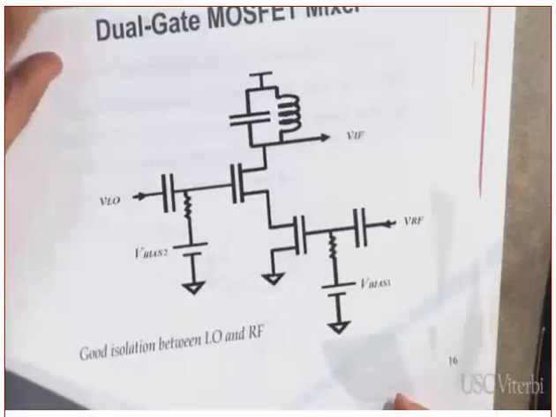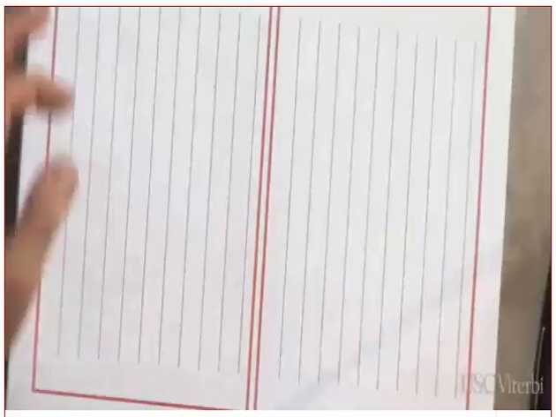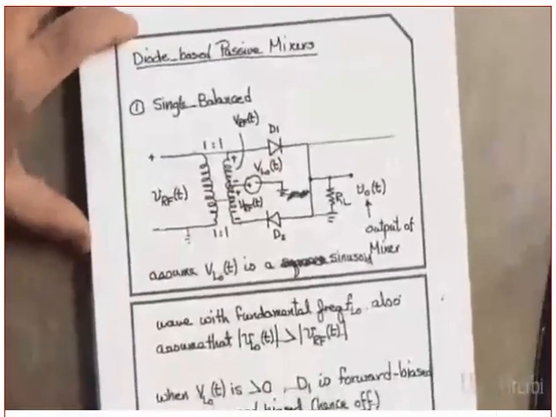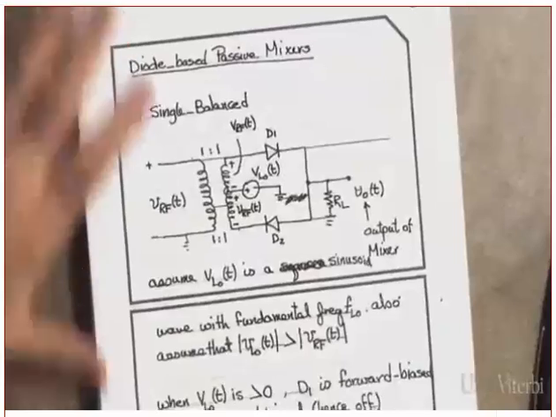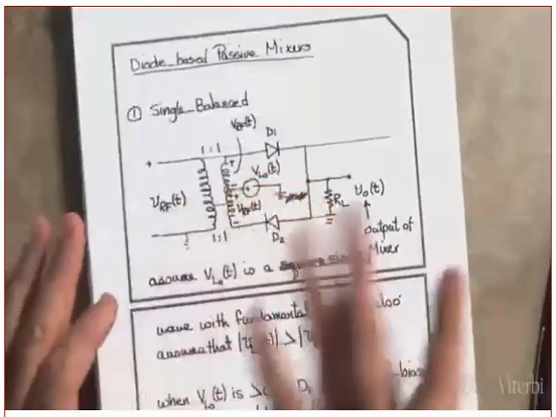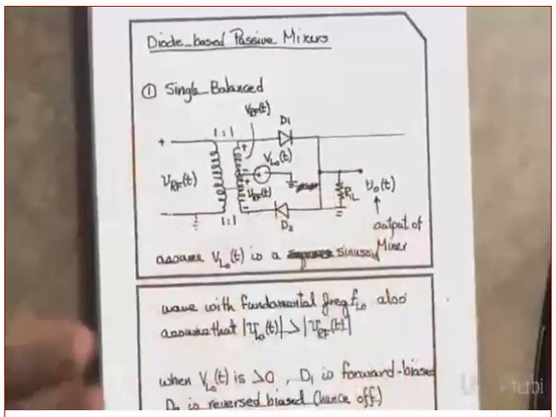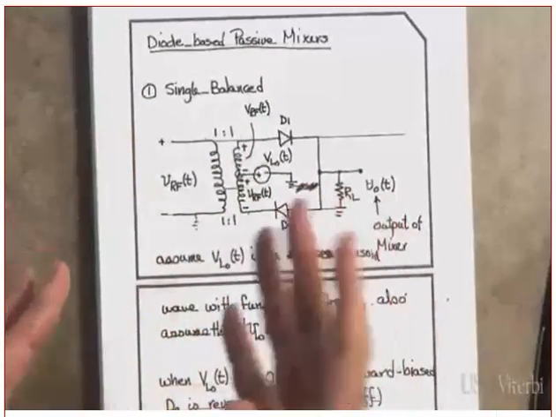Okay, good. Now, before we get to the multiplier based, let's look at some diode based mixers. Let's see if you can follow me. There are multiple examples here. I will show you only a couple and let you read the rest. But I need you to understand that you don't need a transistor. You can use a diode.